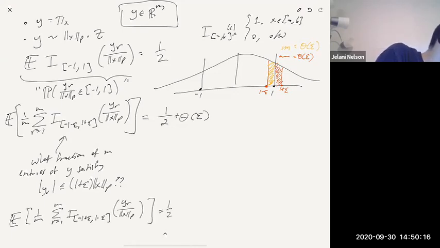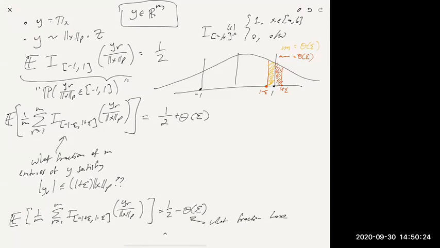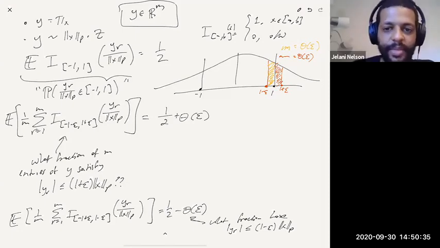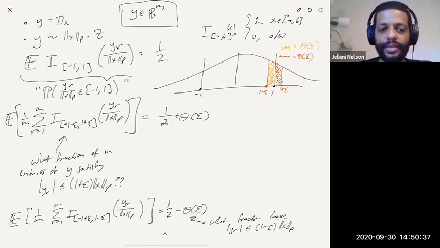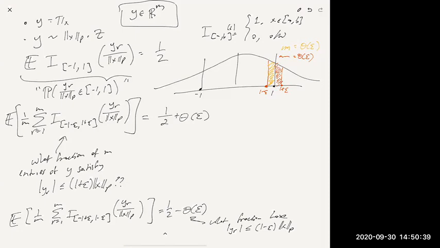This is a half minus theta epsilon. And this is basically saying what fraction have... Wait, the diagram that you have written, that you've drawn, is different than the one that you're taking the expectation of, right? No, I think it's the same, right? Well, I think it should be an interval to the left of -1, right?